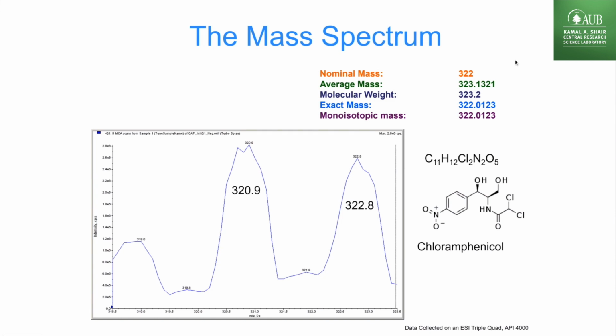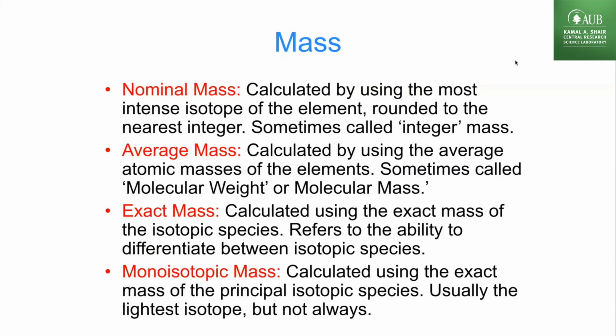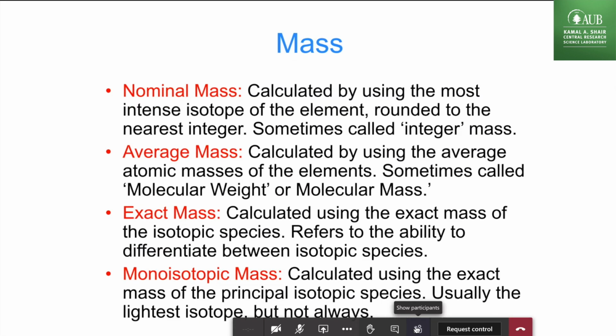So the average or the molecular weight, we don't really want to use that in mass spectrometry, because in mass spectrometry we can actually see the isotopes. So that brings us to the last two definitions. The exact mass is calculated including the decimal. So we'll get to that in a second. Where does this decimal come from?